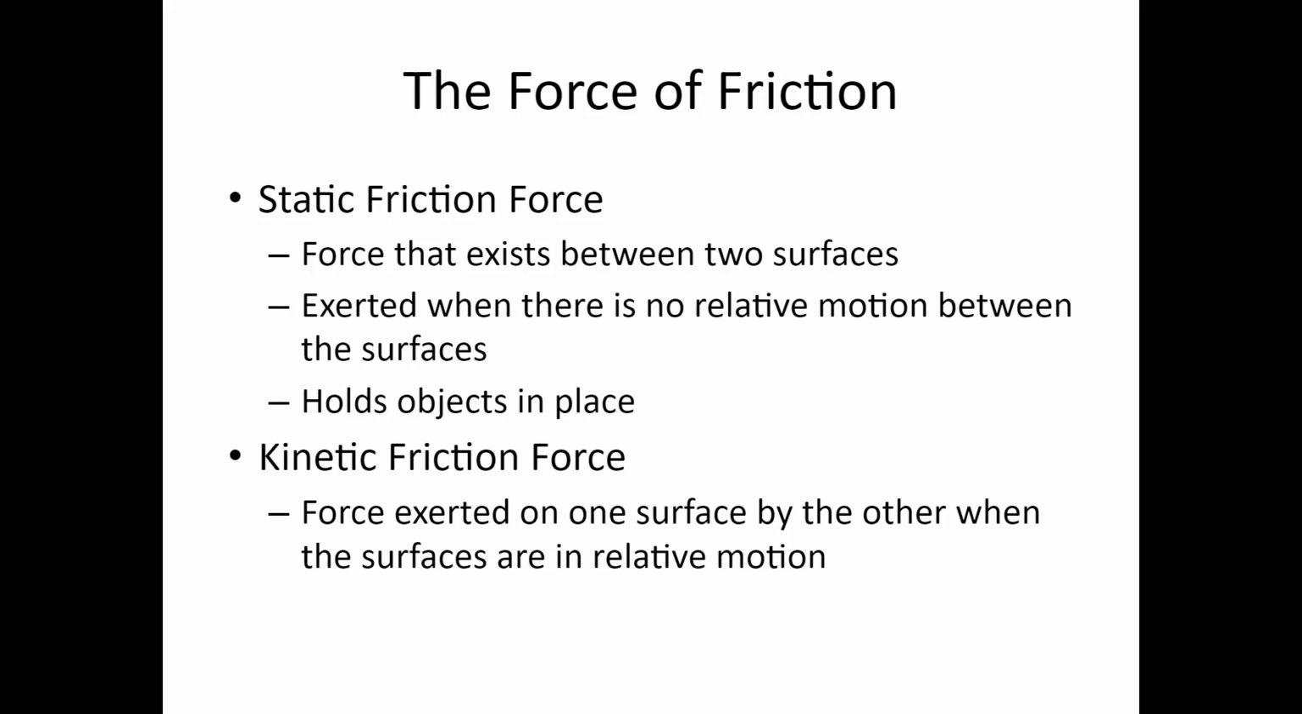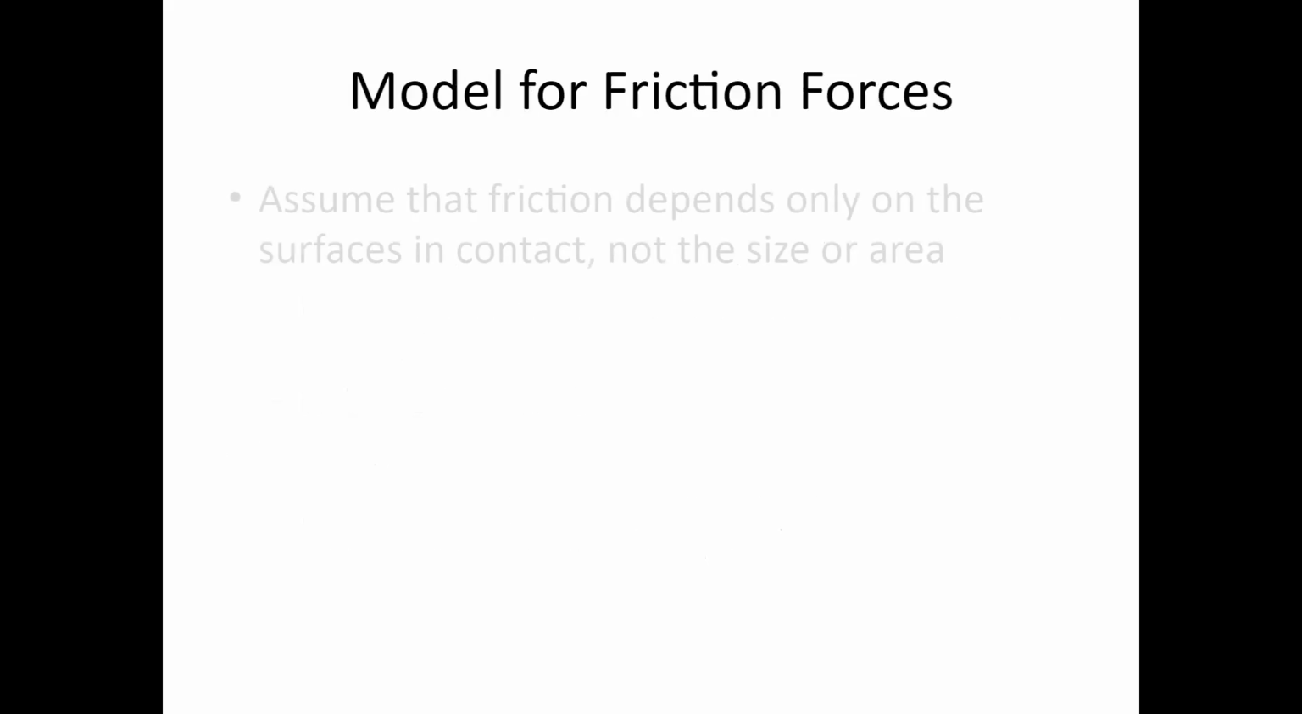The next kind of friction is the kinetic friction force. That is the force exerted on one surface by the other when the surfaces are in relative motion. Once again, you are familiar with the differences between these two from a practical standpoint, but now we're going to talk about what the actual differences are. We all know that an object at rest tends to stay at rest, but an object in motion tends to stay in motion. So the two types of friction are different there.